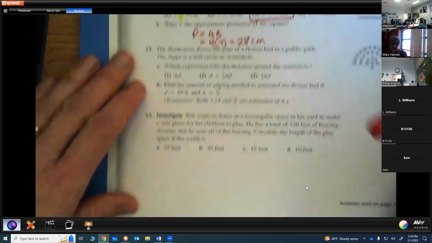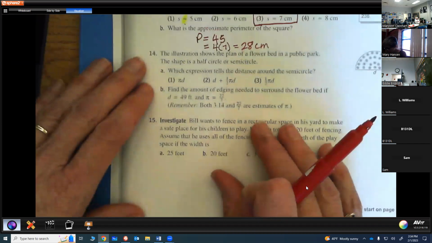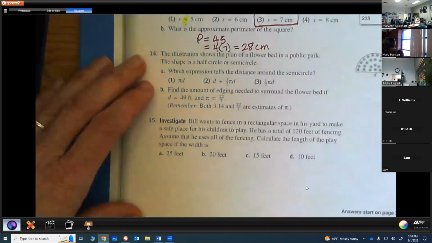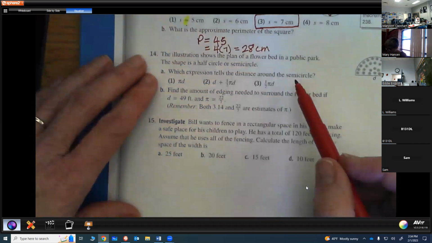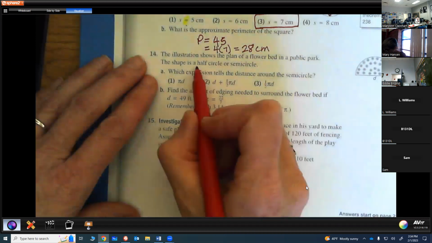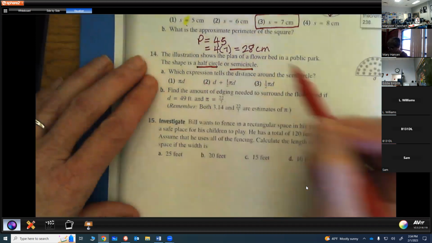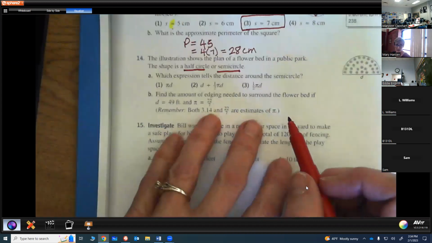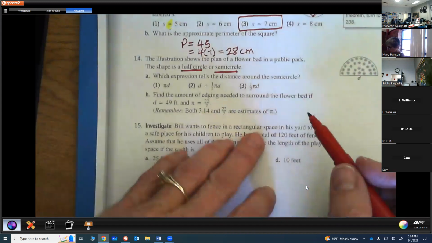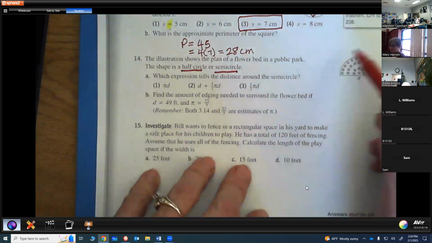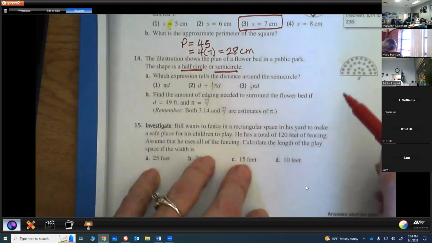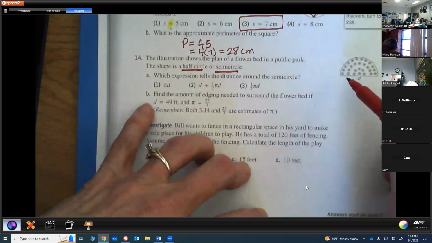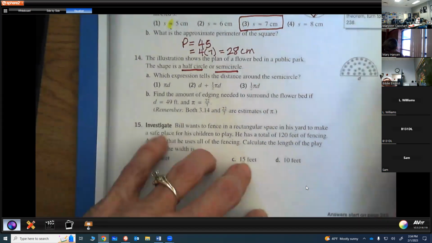All right, if we go down to number 14, it says the illustration shows the plan of a flower bed in a park. The shape is a half circle, or a semicircle. And so what this problem is doing is saying maybe you know how to find the whole circumference, but do you know how to find half of the circle?